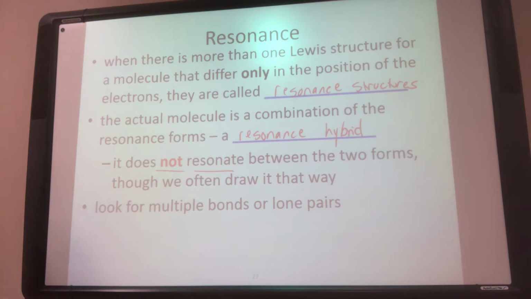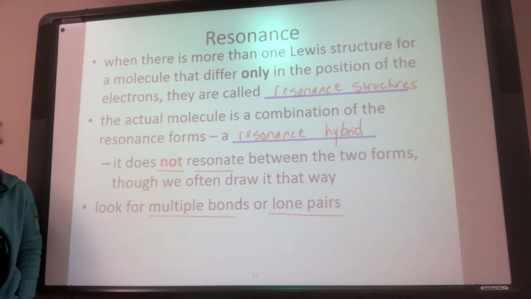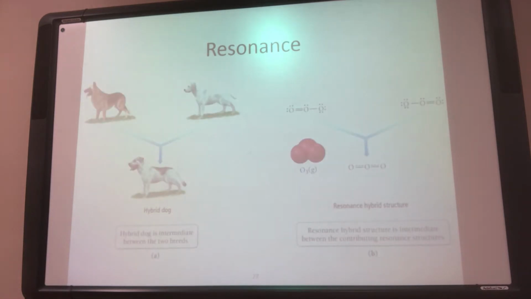How do we know if we have resonance structures? You really want to look for multiple bonds or lone pairs on the central atom. So if I have multiple bonds on the central atom, or if I have lone pairs on the central atom, that's how I know if I have resonance structures. This isn't an extra step at the end. I could ask you how many resonance structures something has.